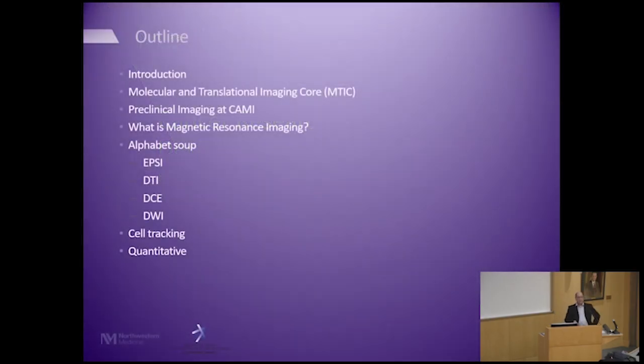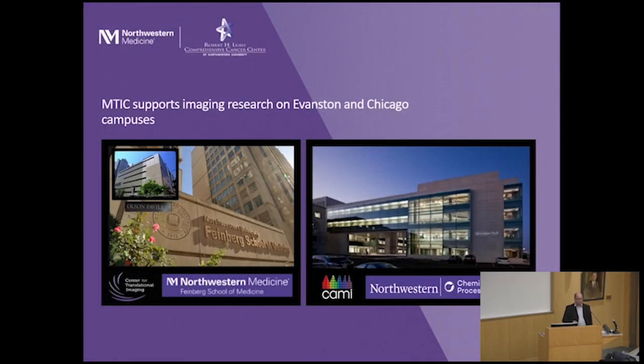So just a brief outline. I'll have a brief introduction, talk about the Molecular and Translational Imaging Core, preclinical imaging at CAMI, the Center for Advanced Molecular Imaging. And then the crux of this talk is what is MRI and what are all these acronyms which I've lumped together as alphabet soup. I'll give an example for cell tracking, and there's examples for each one of those acronyms. And I'll talk a little bit about how we want to make a lot of this imaging quantitative. And with that, let's move into what is MTIC.